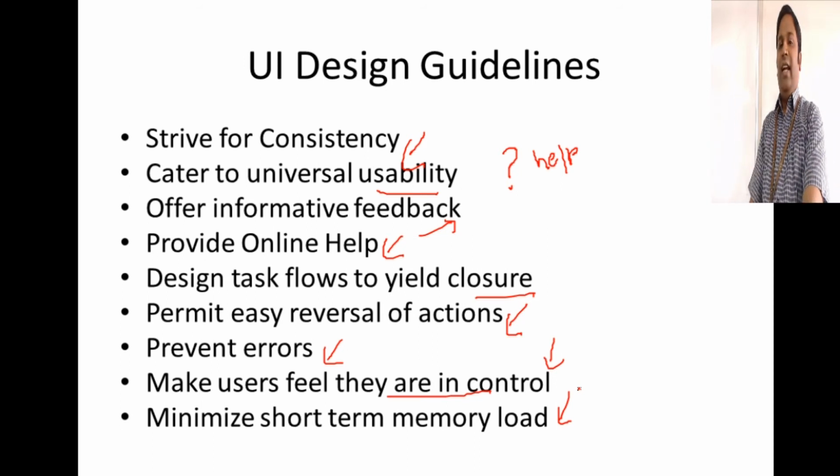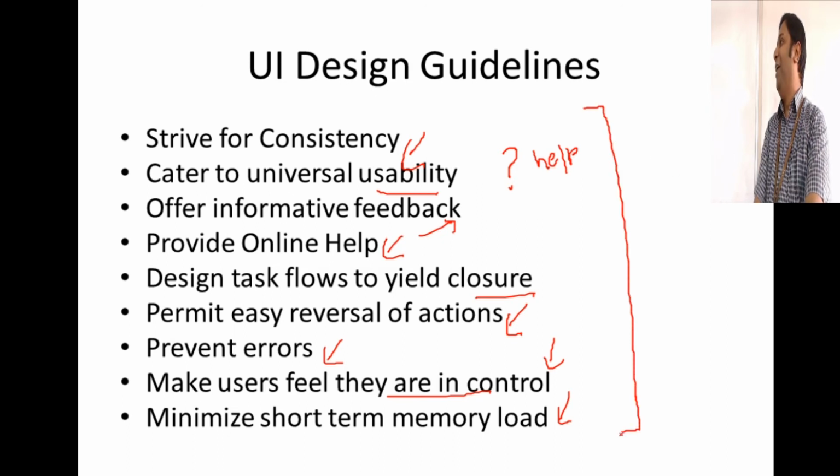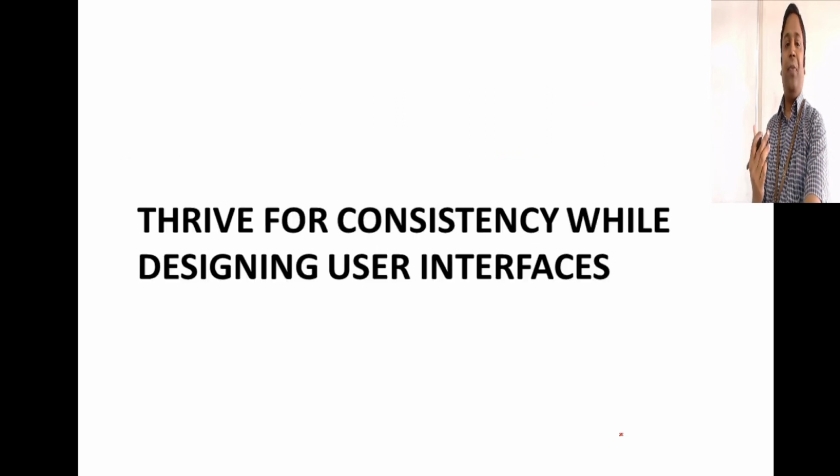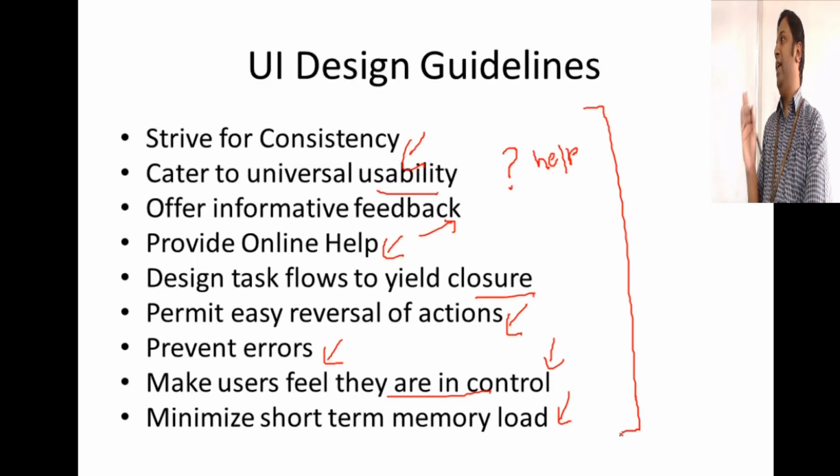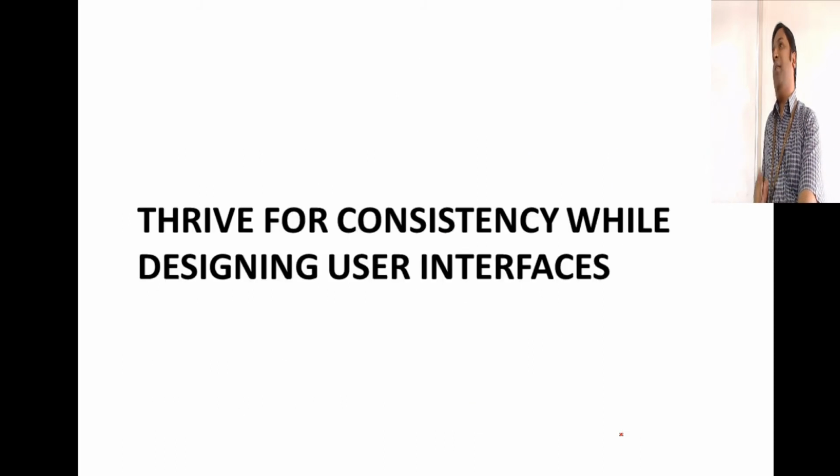So these are the design guidelines proposed by various researchers throughout the century. In 1920, they started all these things and they are proposing all these things. We'll take a look at some examples for these. Strive for consistency. What does that mean?